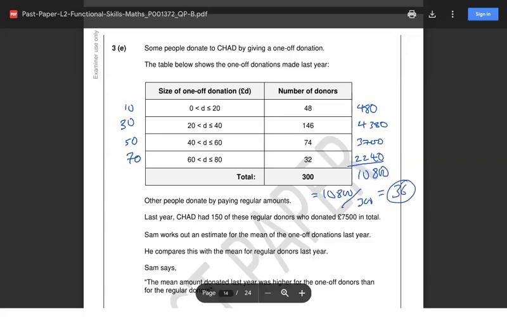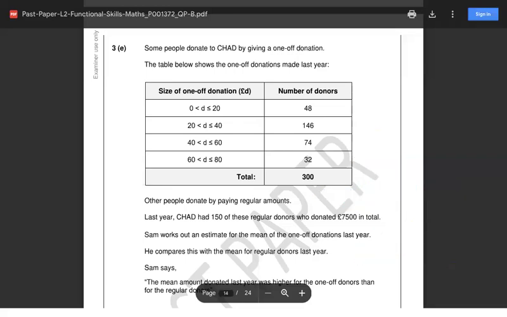And the regular payment: that is how much they would pay on average. The regular payment is going to be 7,500 divided by 150. That gives you £50. So the question is whether the mean amount donated last year was higher for the one-off donors, and because the one-off mean is 36, it is lower than 50.